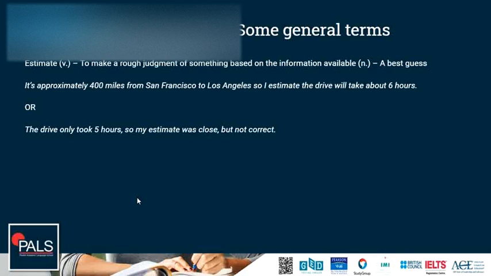Estimate, to make a rough judgment of something based on the information available, a best guess. It's approximately 400 miles from San Francisco to Los Angeles, so I estimate the drive will take about 6 hours. Or the drive only took 5 hours, so my estimate was close but not correct.